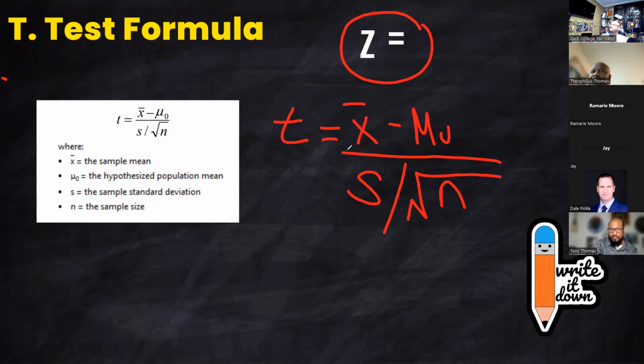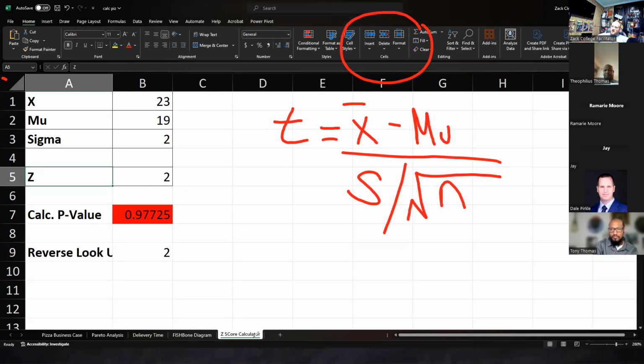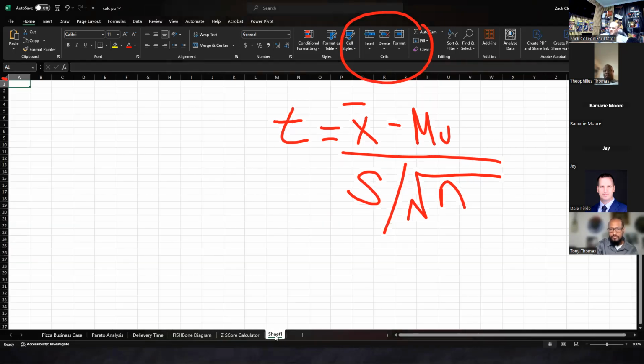Now, to do a t-test properly, I want you to focus on inputting the formula into Excel and building it out, because it's going to help you tremendously when we go through tonight's activities. So I want to build this with you. If you guys wouldn't mind, open back up your pizza business case that we have, and we'll call this our t-test. And we can call it a one tail.